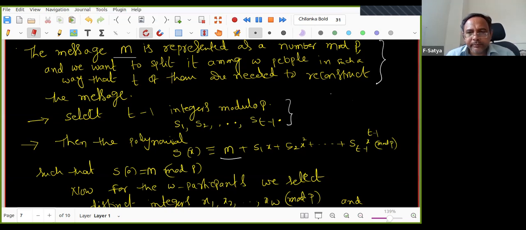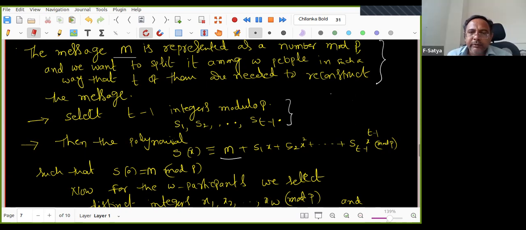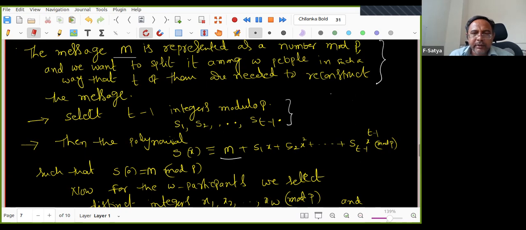Is it okay? Polynomial is clear? Sonali? Yes, sir. So the polynomial is what? s1, s2, up to s(t-1) we choose. M is the secret. So we construct a polynomial, right? Who is constructing? Some dealer is there who is doing all this. Now what is S of 0? If I substitute 0, s1 times 0, s2 times 0 squared, what happens? We'll get M, right? Modulo p.